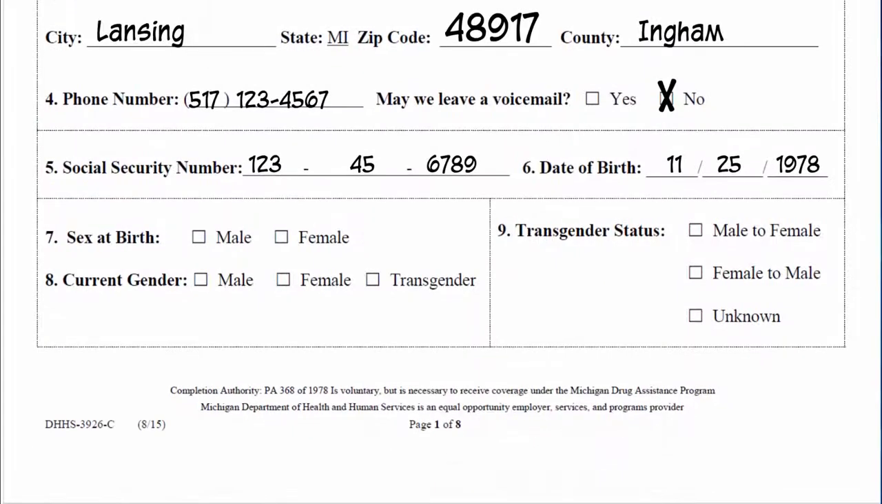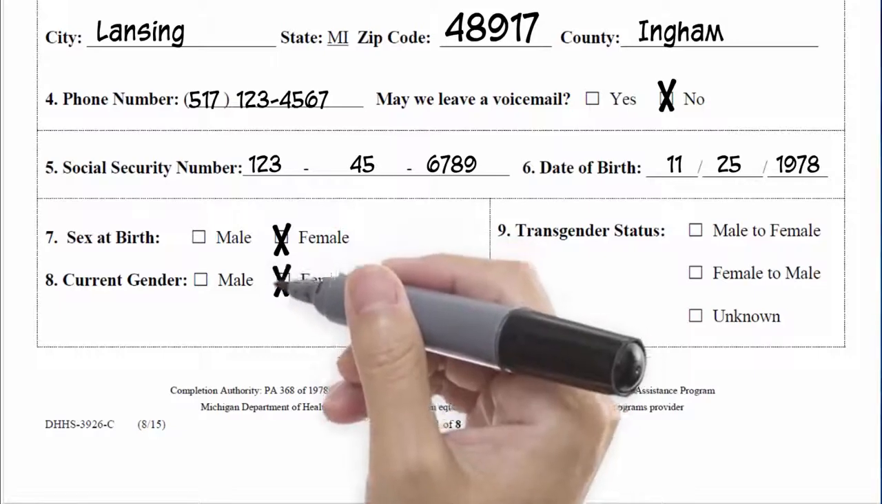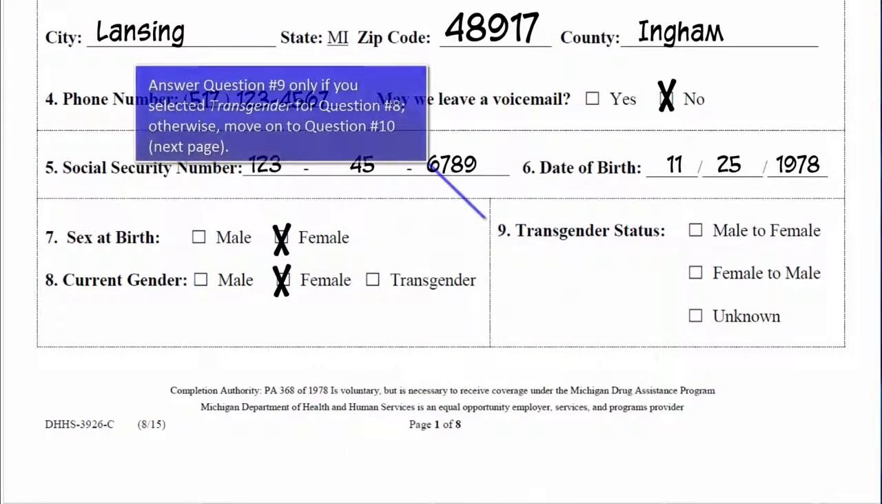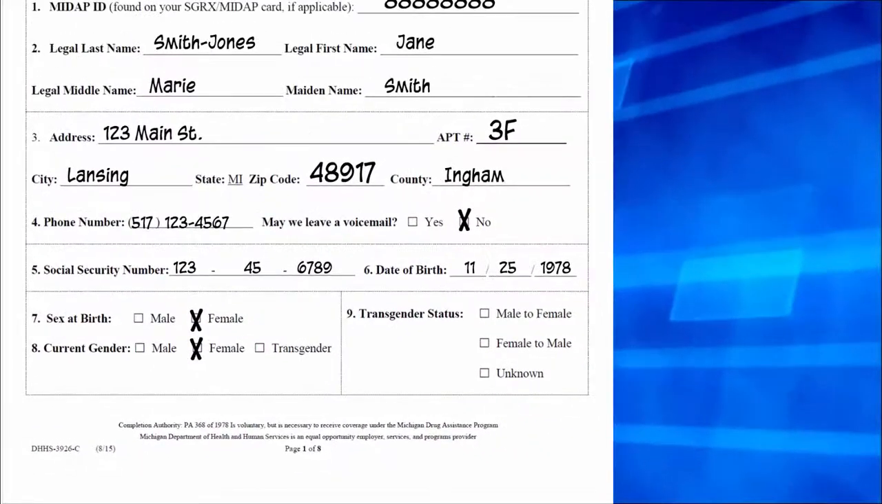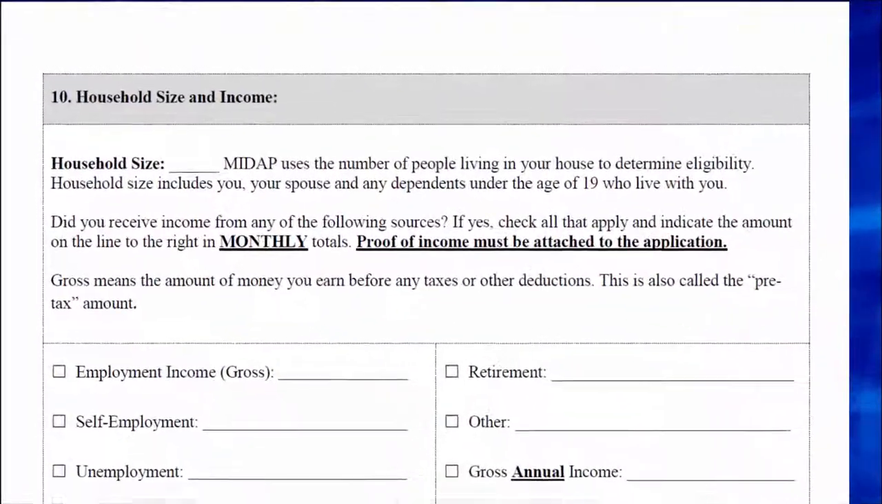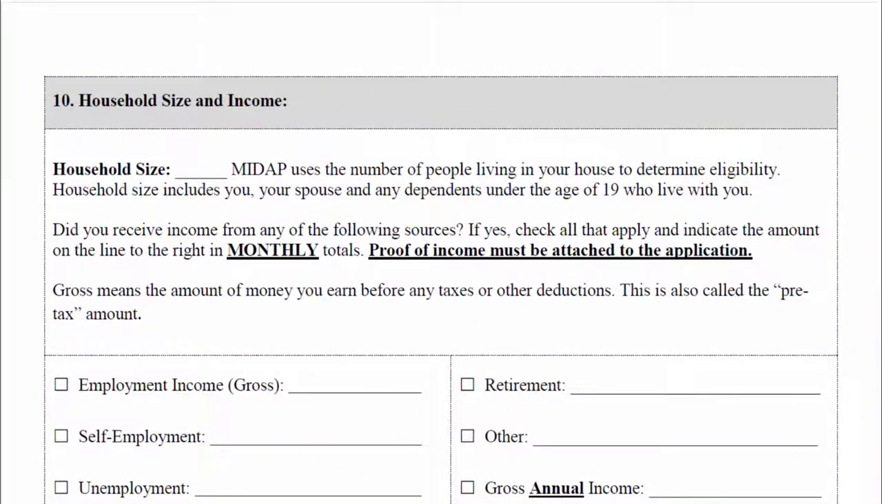For question 7, check the box that matches your biological sex at birth. For question 8, check the box that matches your current gender. If you are transgender, answer question 9 by checking the box that fits your transgender status. If you are not transgender, you do not need to answer question 9 and you may move on to question 10. The next section asks about your household size and income.